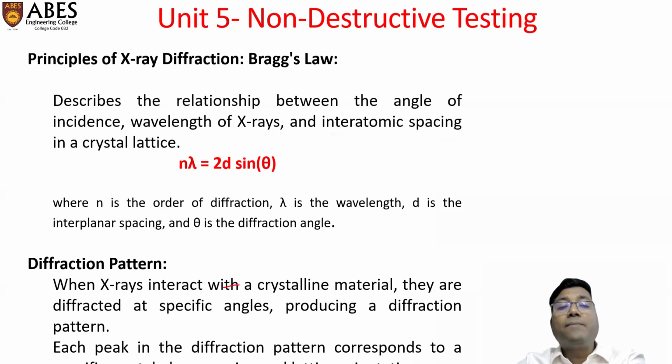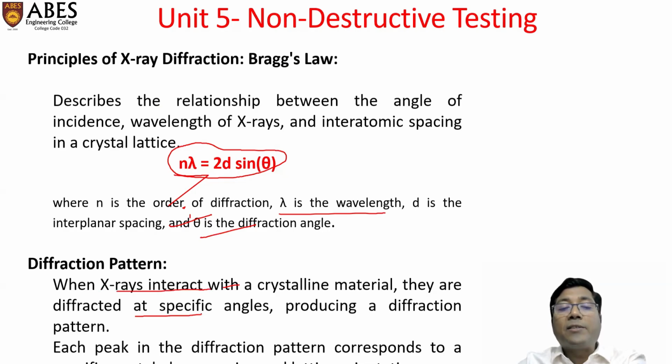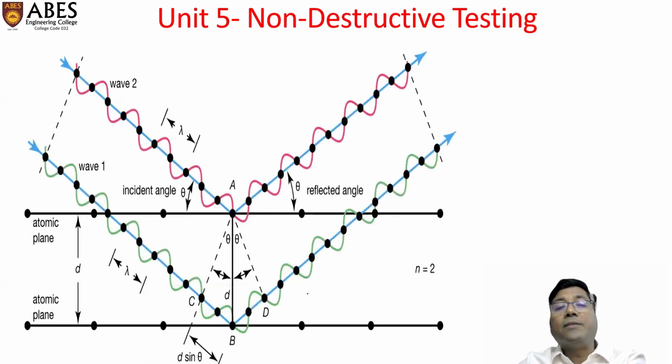As per the relation, n lambda equals 2d sine theta, where n is the order of diffraction, lambda is the wavelength, d is the interplanar spacing, and theta is the diffraction angle. So, the diffraction pattern: when X-rays interact with the crystalline material, they are diffracted at specific angles, producing a diffraction pattern. Each peak in the diffraction pattern corresponds to a specific crystal plane spacing and lattice orientation.